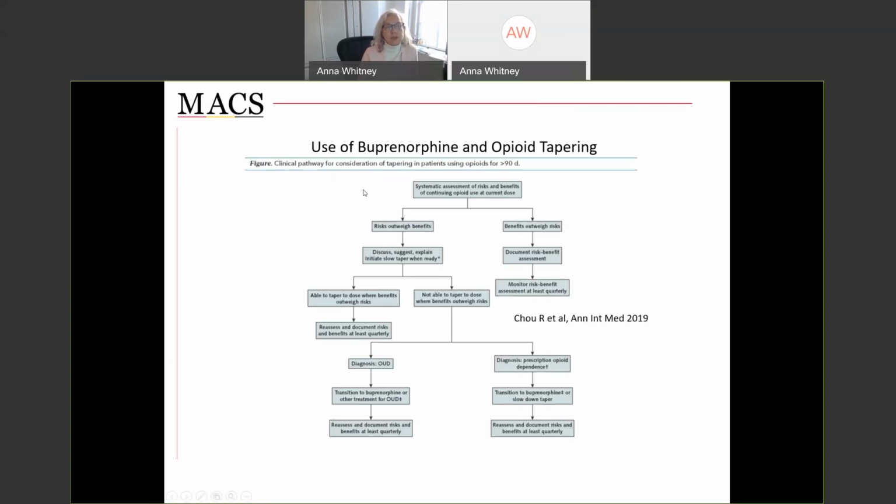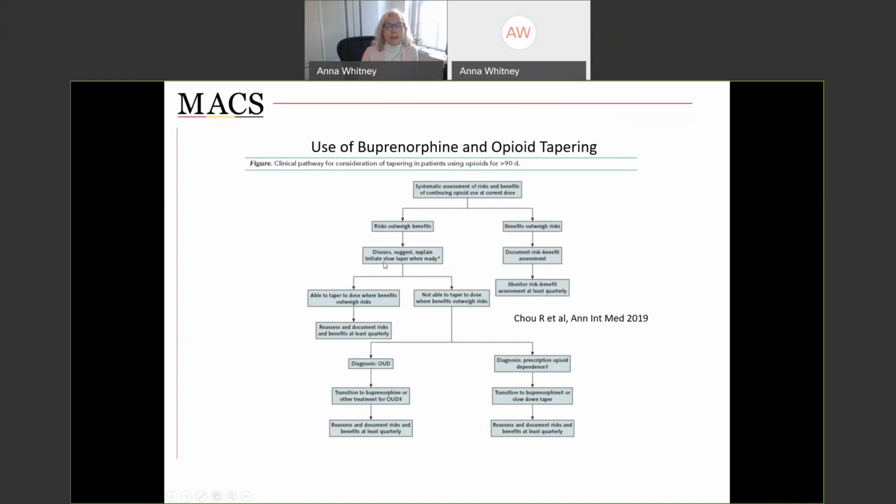And starting with that systematic assessment of risk and benefits that we've talked about, in places where the benefits outweigh the risks, really making sure to document that and then continuing to assess it. But these may be individuals who may actually benefit from their chronic opioid use. And on the left side here, if there is a situation where the risks outweigh the benefits, again talk about, suggest, explain, really work with the patient so that they are at a point when they voluntarily would like to reduce that dose.